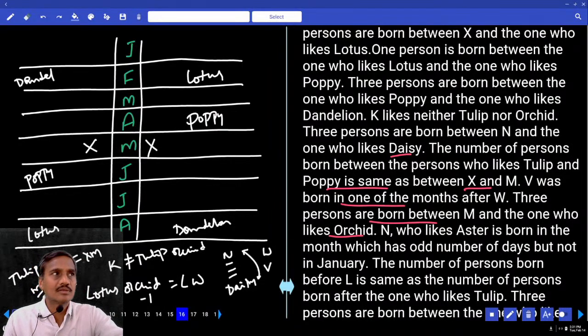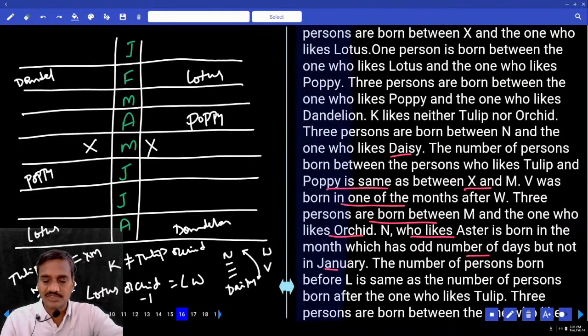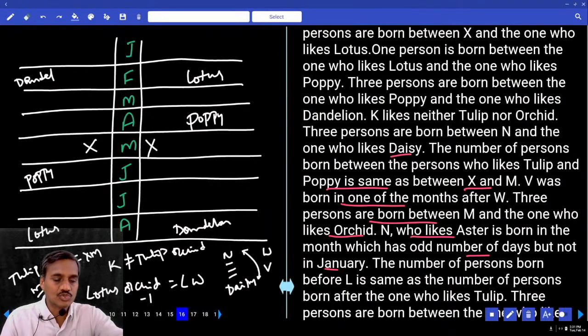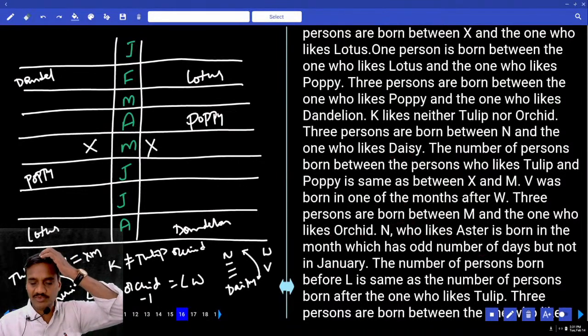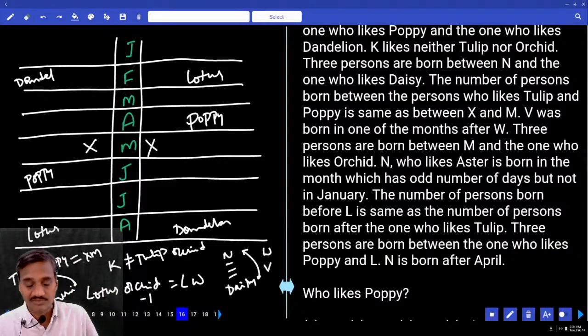N who likes Aster is born in the month which has an odd number of days but not January. N, Aster, but not in the month of January, odd number of days. Hence it can be in the month of March or July. There are 2 possibilities, March and July. N likes Aster. Number of persons born before L is the same as the number of persons after tulip.